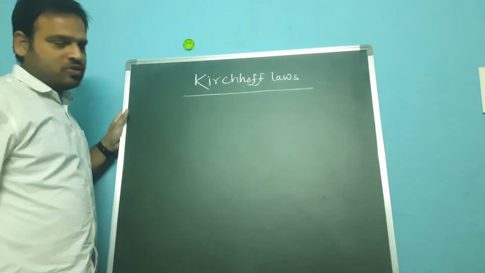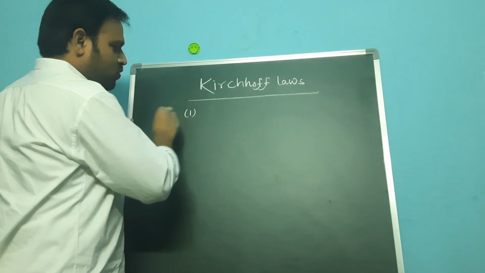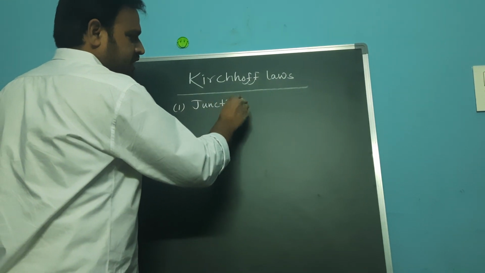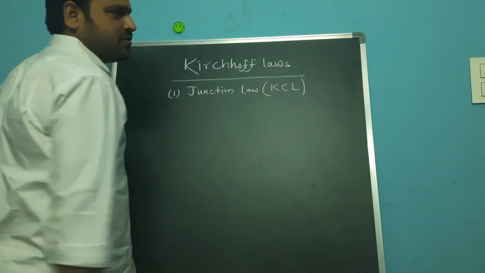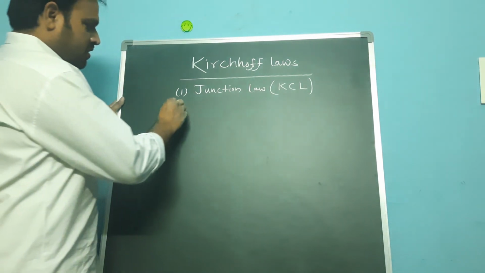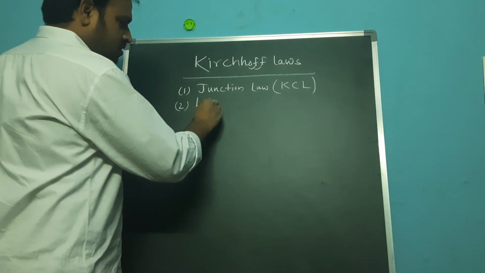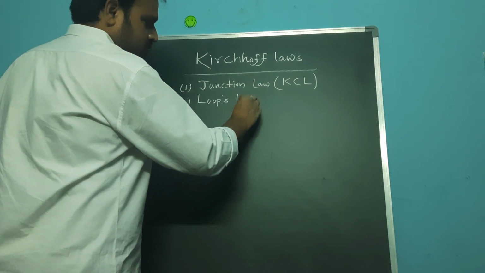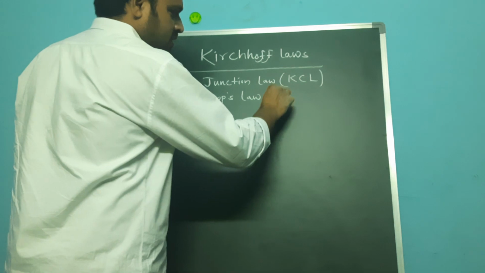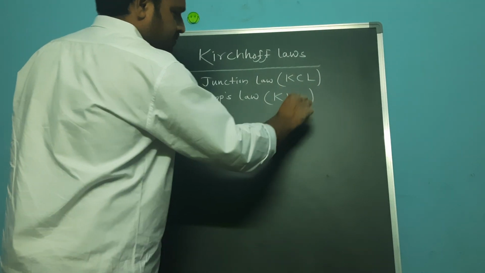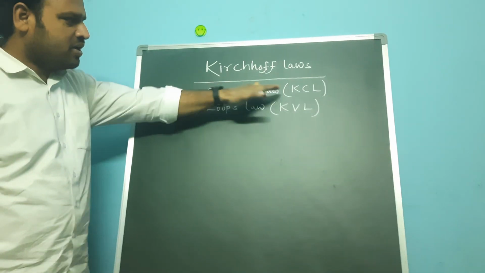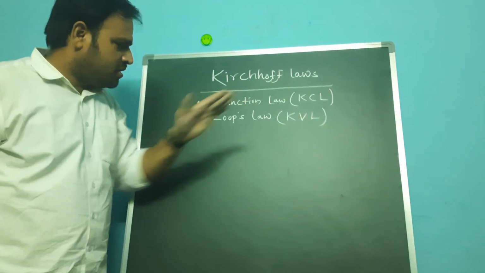Kirchhoff laws. Kirchhoff proposed two laws. One is Kirchhoff junction law, which is also known as KCL, Kirchhoff's current law. And the second one is Loops law, which is also known as KVL. Kirchhoff junction law, that is Kirchhoff's current law, and Loops law.